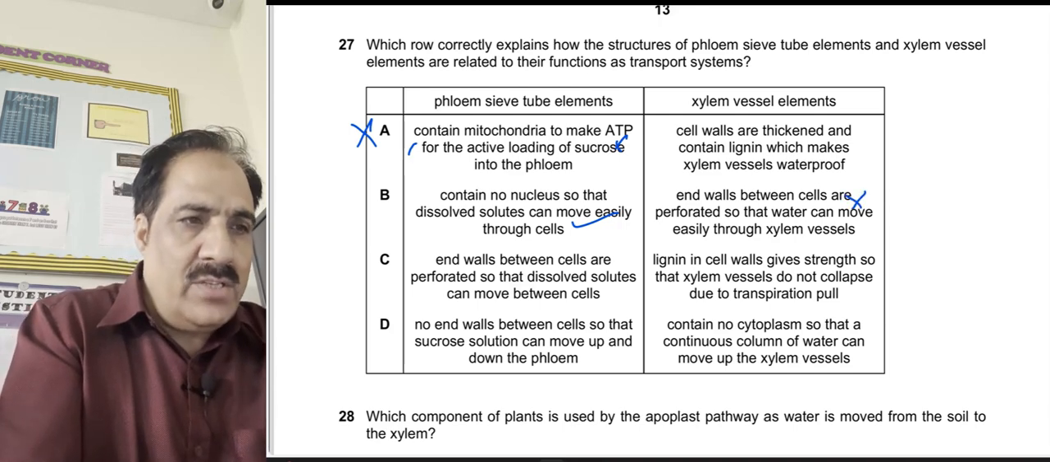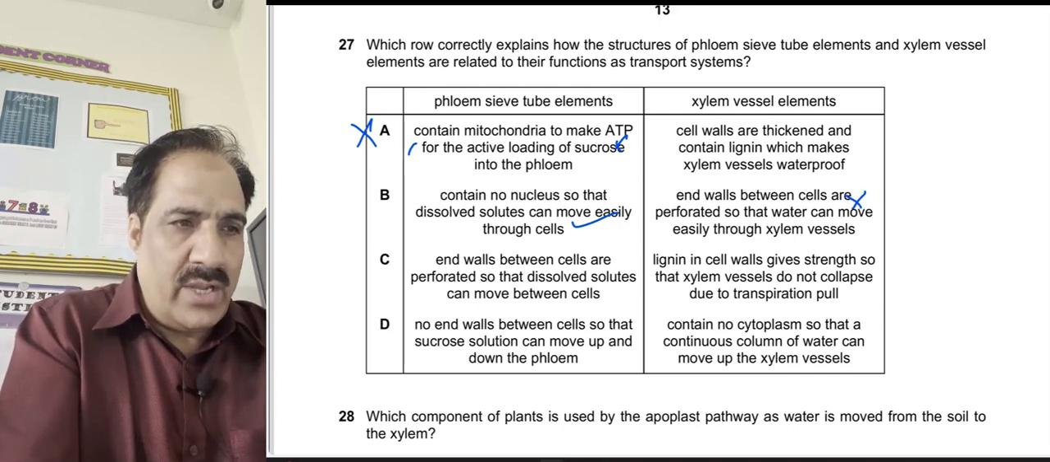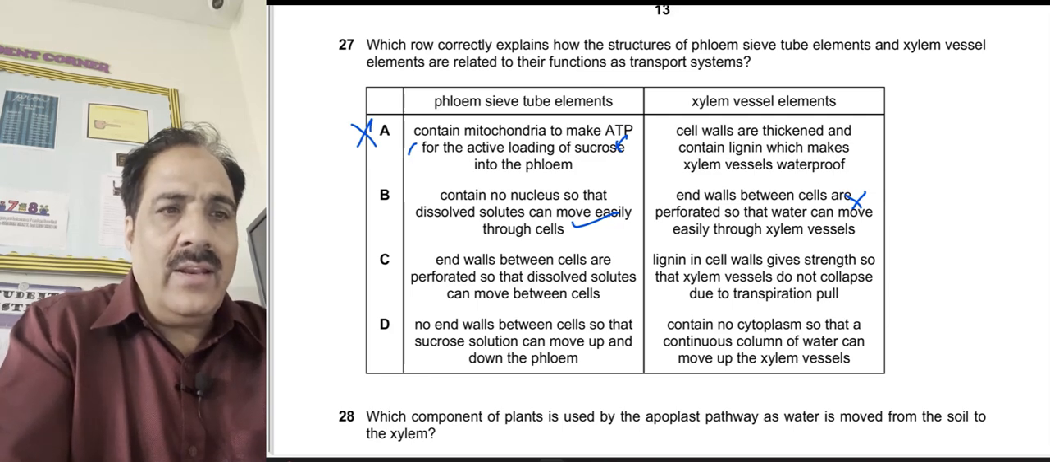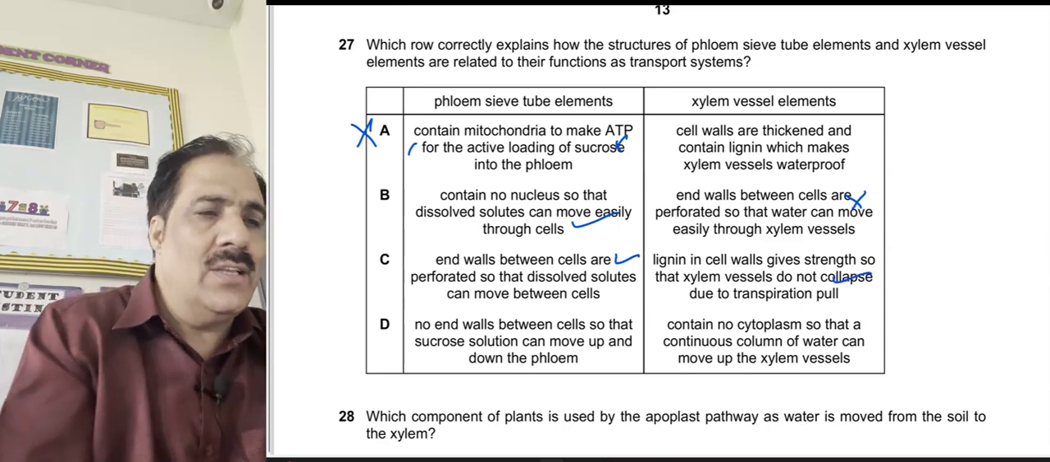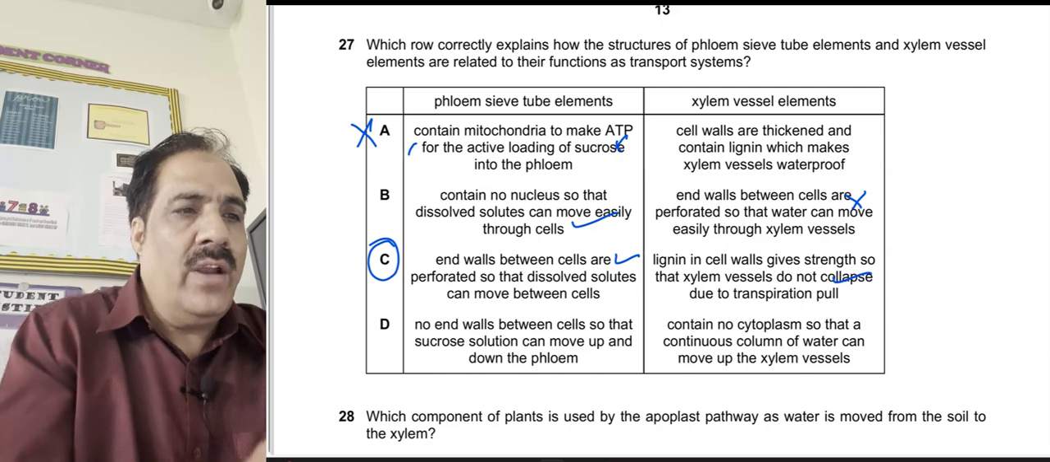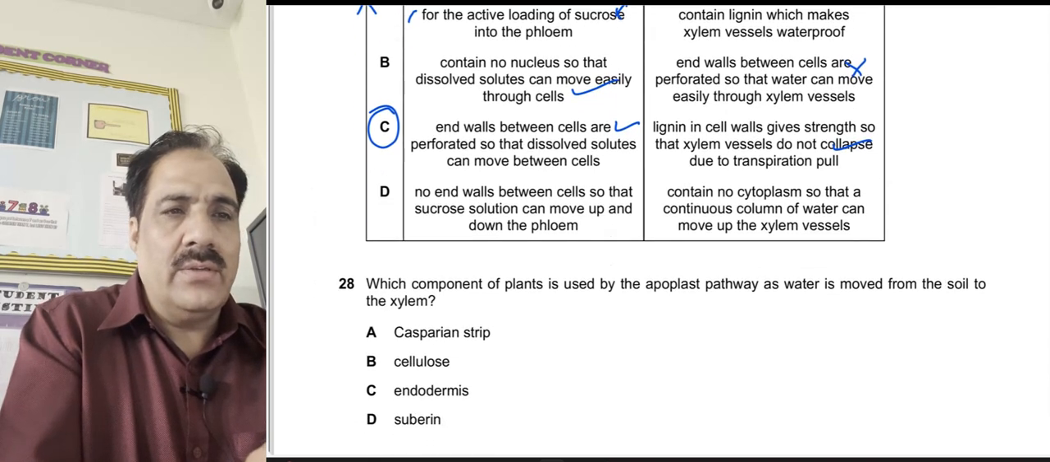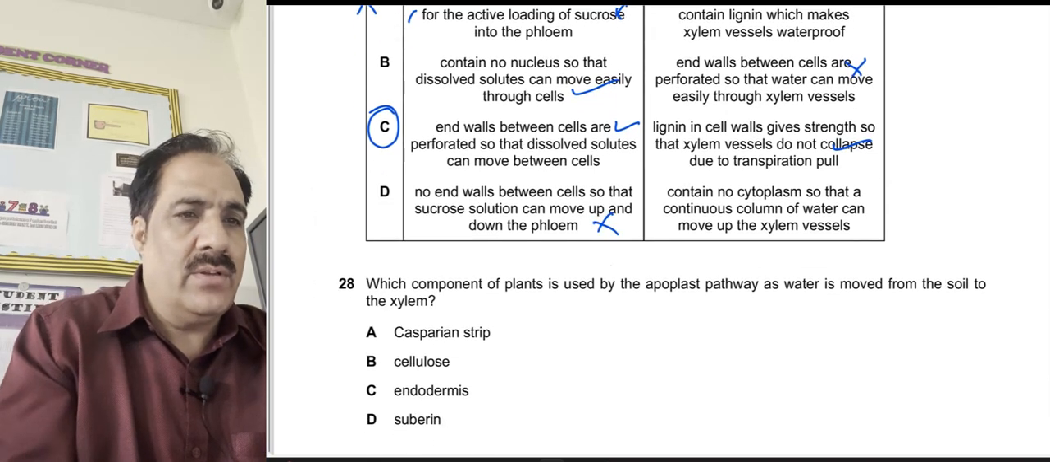End walls between the cells are perforated, so that dissolved solutes can move between the cells. This is correct. Lignin in the cell walls gives strength so that xylem vessels do not collapse due to transpiration pull. This is also correct. So option C is the correct one. No end walls between the cells, this is wrong. Contains no cytoplasm, that's correct, but no.